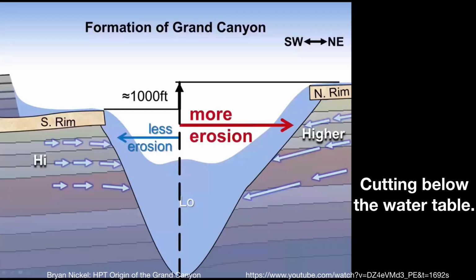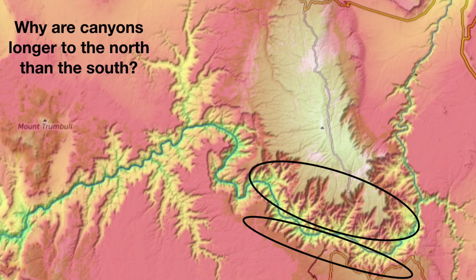And you'll notice that the northern rim is 1,000 feet higher than the south rim. And so there's a lot more water to drain from the north than from the south. Hence the canyons are longer to the north than from the south.